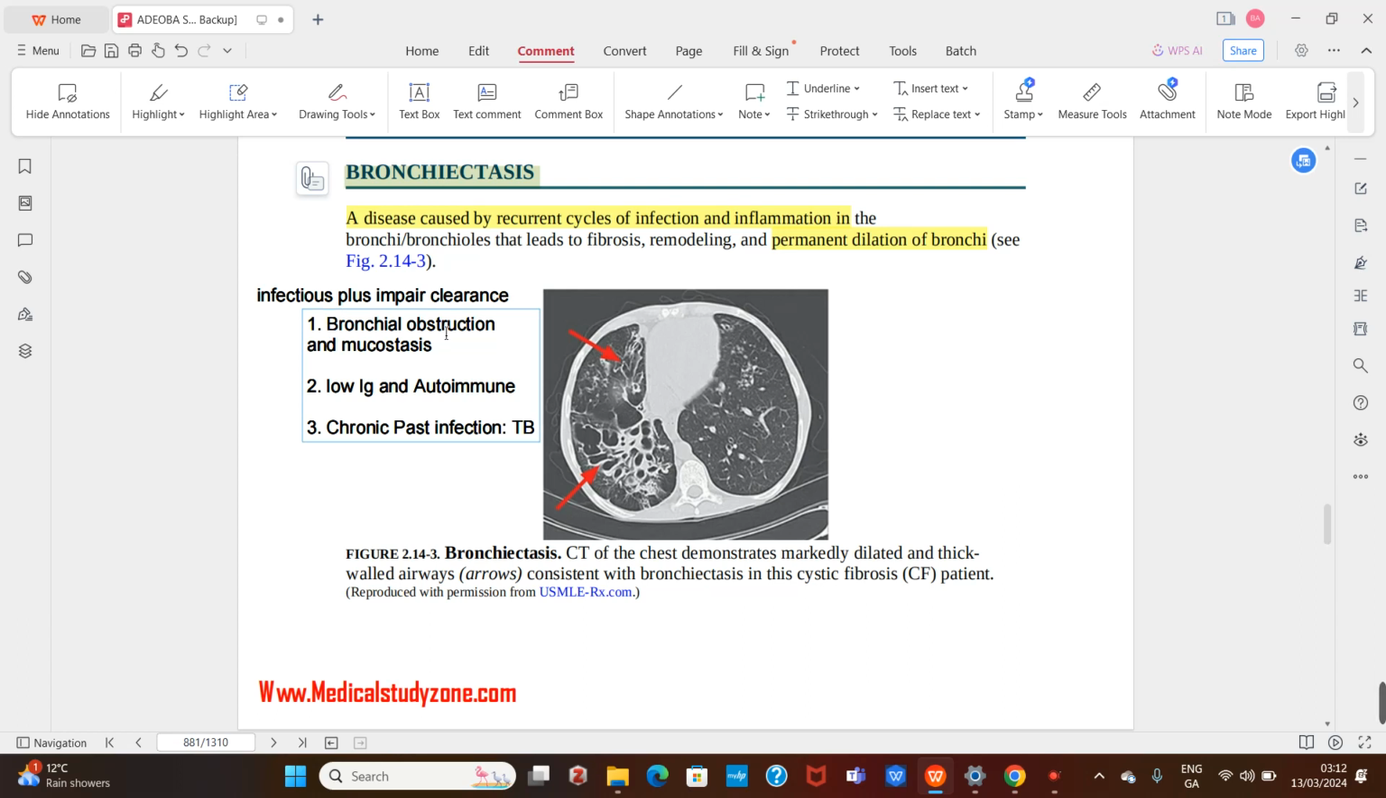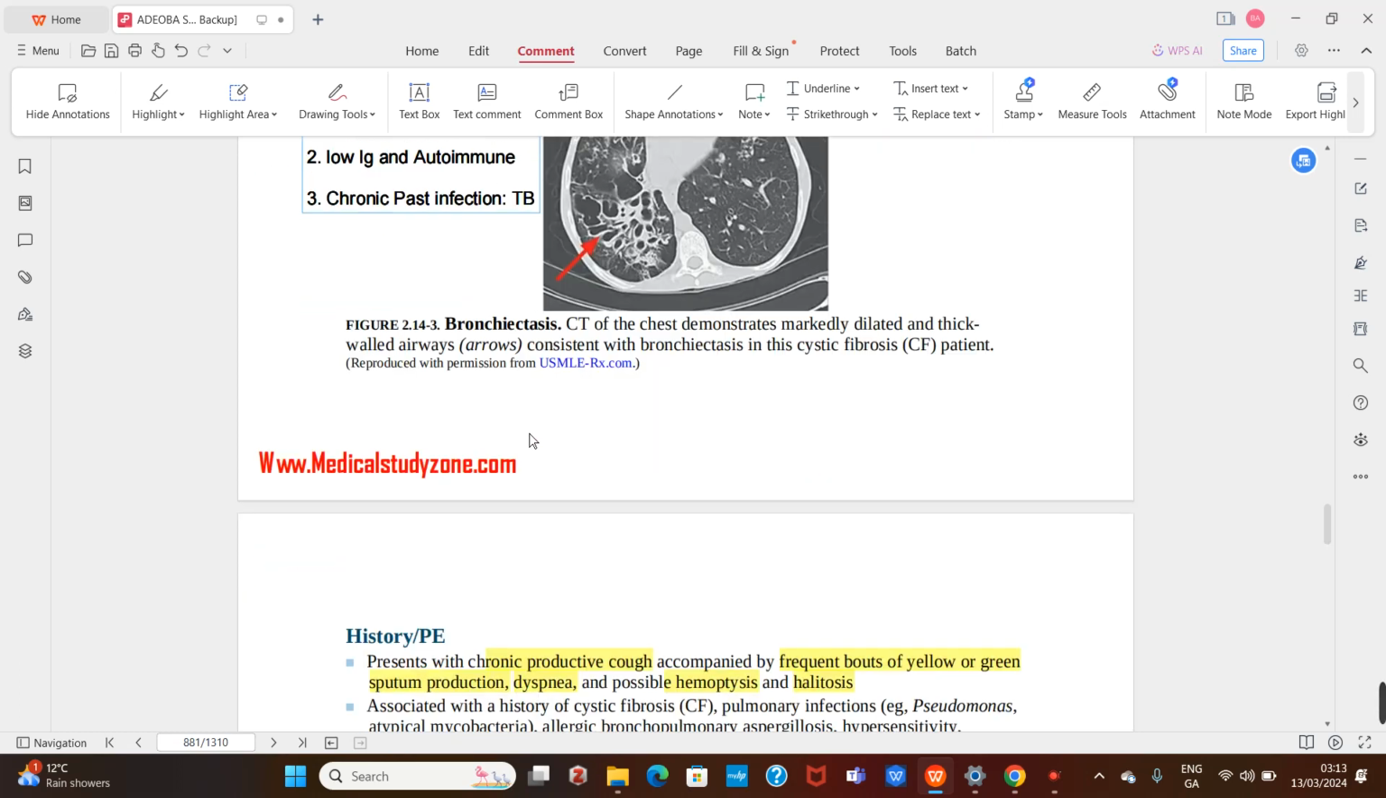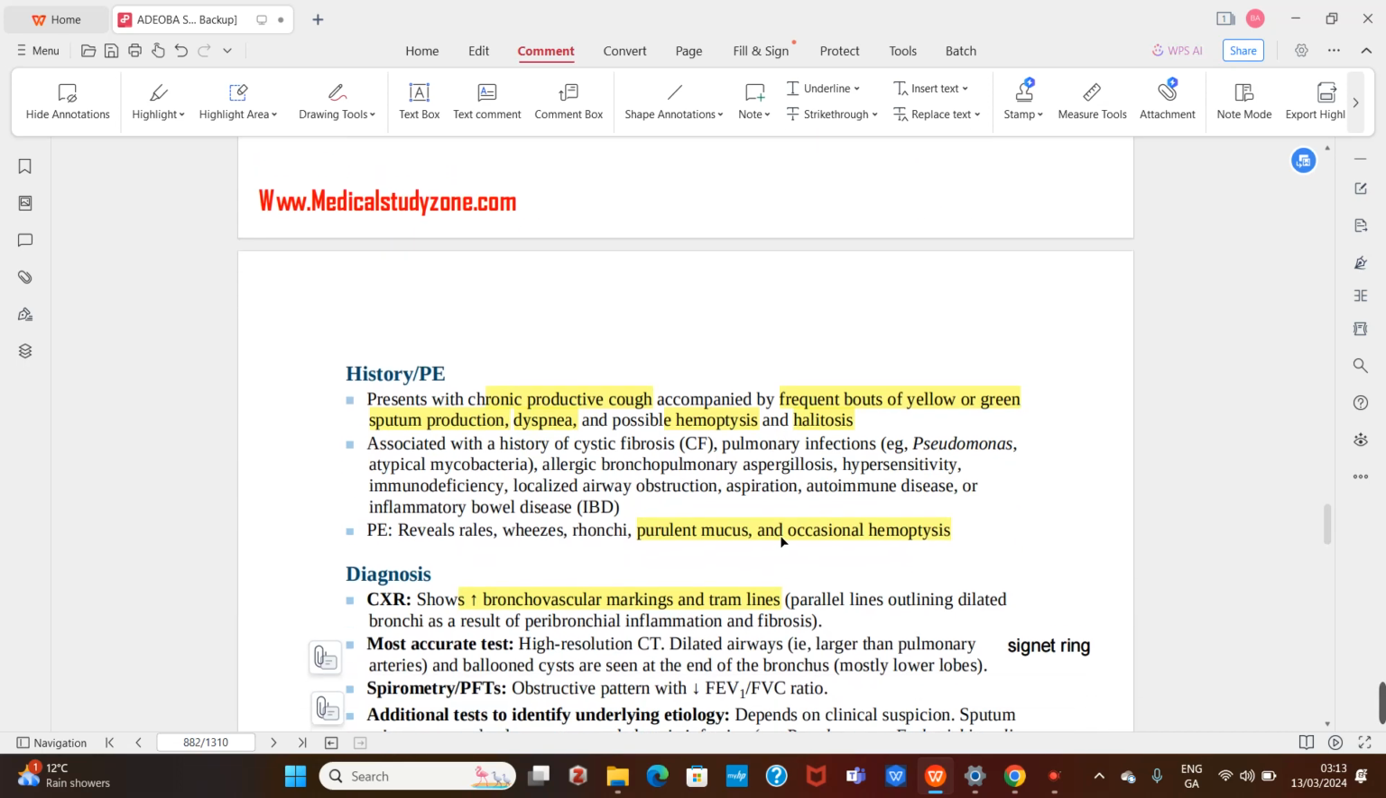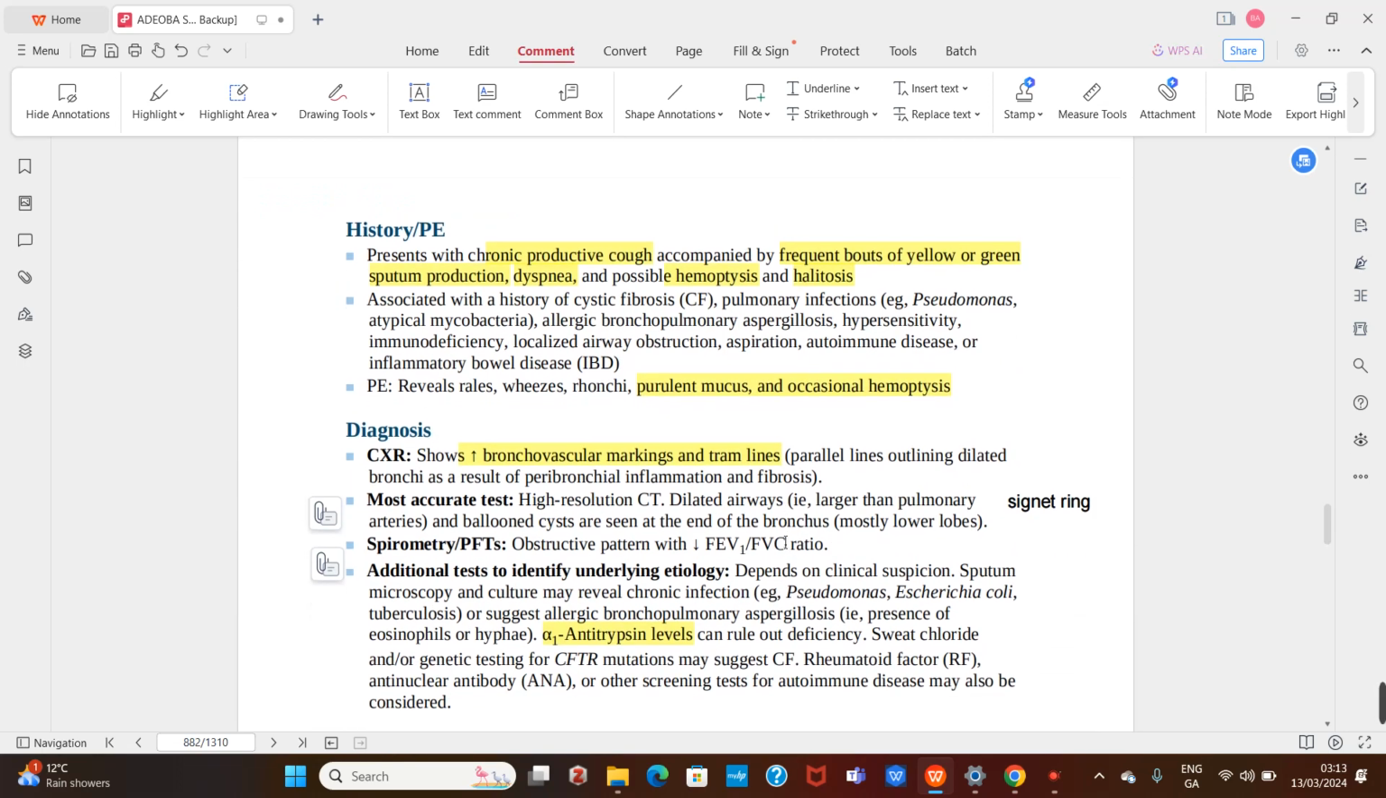So we should not forget the first one: bronchial obstruction and mucostasis from cancer, foreign body, cystic fibrosis, allergic bronchopulmonary aspergillosis; any condition that causes immune dysregulation; and chronic past infection, like people with recurrent infection with pseudomonas, or tuberculosis forming cavities, which can lead to recurrent superimposed bacterial growth, leading to bronchiectasis. This is the CT finding of what you see. We talk about the tram lines, and we talk about the signet ring appearance. Let me show everything we are talking about so that we won't be lost.